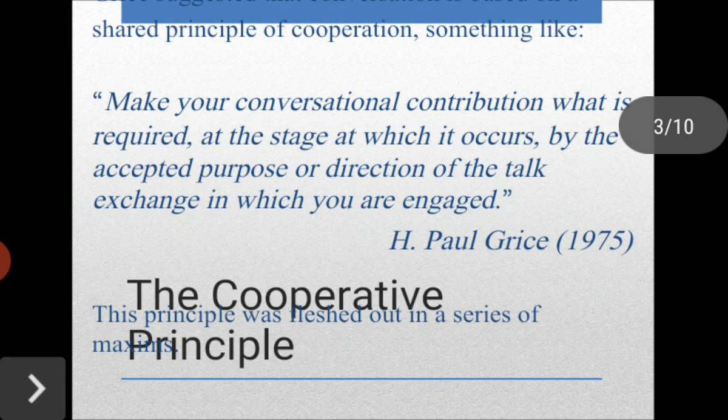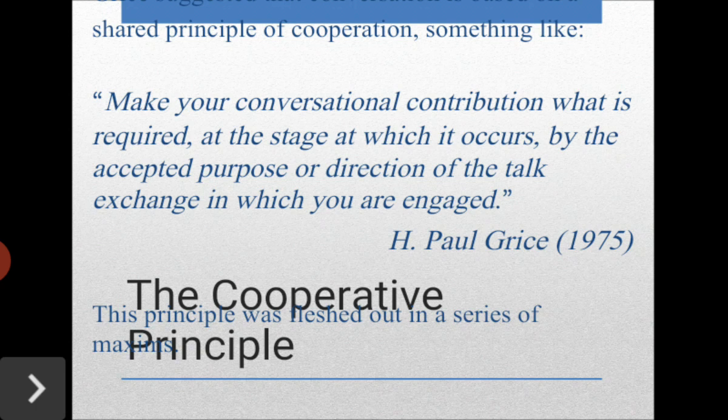And today we will start talking about the cooperative principle. Sorry about the information in the slide, but it looks like this in the program that I'm using to record this video tutorial. But we can easily see the main information, which is the important part.